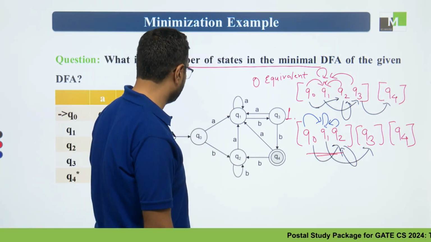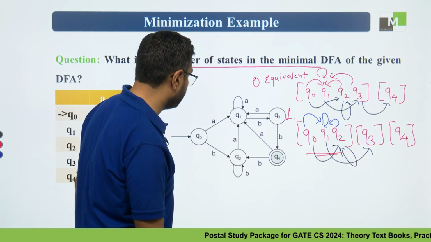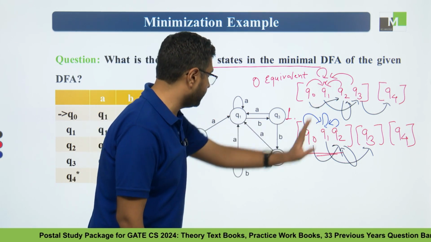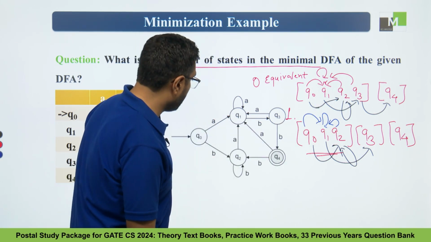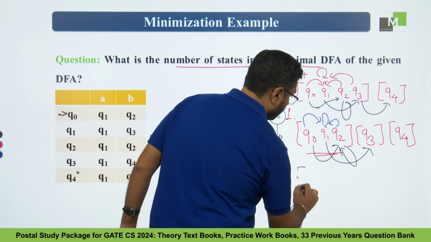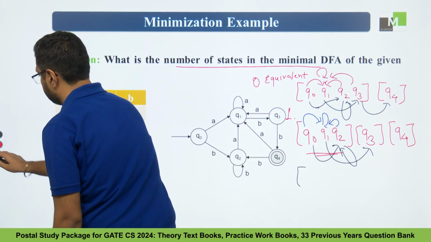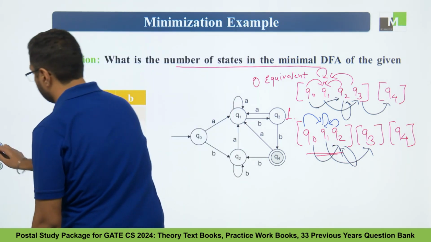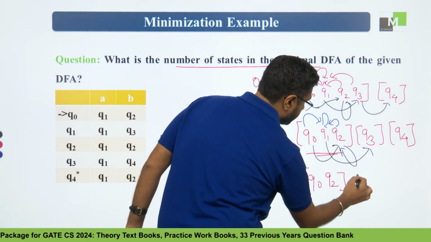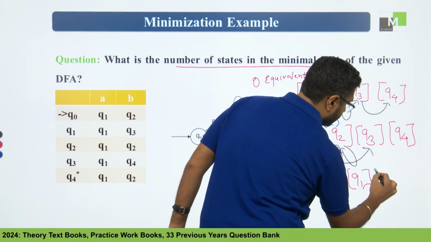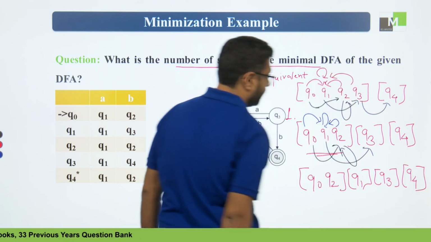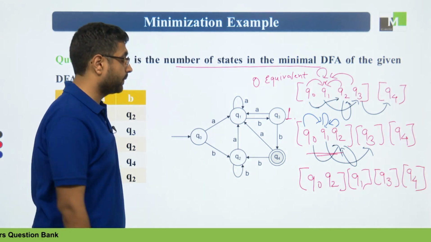Let's cross-check once more. Q0 on B is going to Q2, absolutely right. Q1 on B is going to Q3, so it has to be separated. Q2 on B is going to Q2 only, same set behavior. So Q0 and Q2 will come in one set. Q1 will be separated, Q3 will be separated, Q4 will be separated. Already separated means that's already different sets, right?